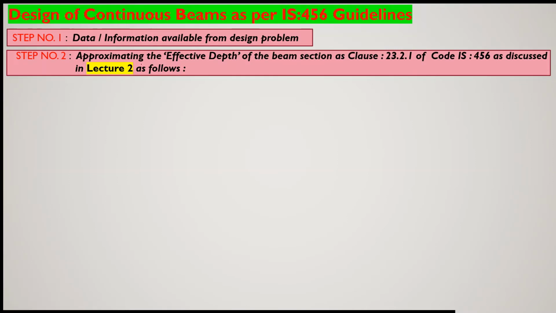Now in step number 2, first of all we try to approximate the effective depth of the beam, because at the start of the design you don't know what the depth of the section is. So first of all you have to assume the depth of the section, that means the effective depth of the beam section. Here we can take the help of Indian Standard Code IS 456. You can refer to the guidelines given in clause number 23.2.1 of IS 456, which we have already discussed in the previous lecture number 2. So let us just have a relook at this guideline.